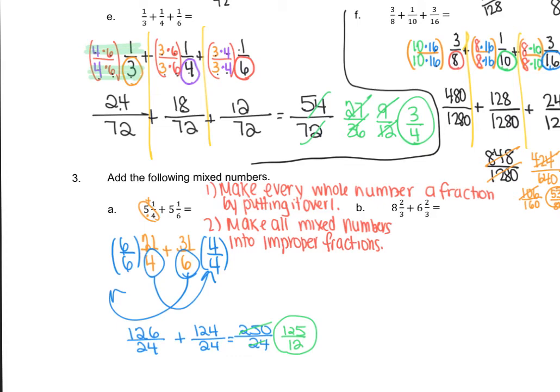Next one, I'm going to put them into improper fractions. So I start with denominator 3, and I lucked out because I have common denominators there. 26 on top, 20 on top. I can add right away, and I get 46 over 3. I cannot simplify, and I am all done.